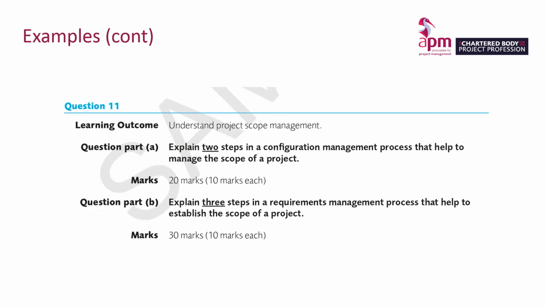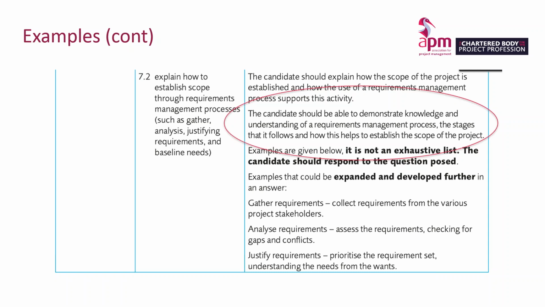Moving on then to an example of an explain question. If we look at part 2, you've got to explain 3 steps in a requirements management process that help to establish the scope of a project. If we go to the indicative content, it relates to 7.2, which is explain how to establish scope through requirements management processes. And again, there's a key paragraph there around candidates needing to demonstrate a knowledge and understanding of the requirements management process, the stages that it follows, and importantly, how this helps to establish the scope of the project.